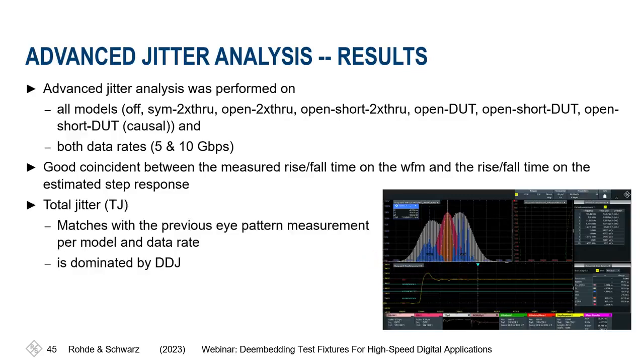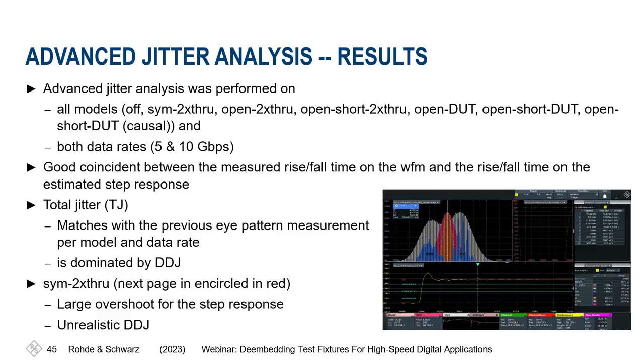And the total jitter matches with the previous eye pattern measurement per model and per data rate. We also can see on the next slide, where we have all the data available, that the total jitter is dominated by the DDJ. Just that the symmetrical 2x through, encircled in red on the next page, shows a large overshoot in the step response and an unrealistic DDJ.